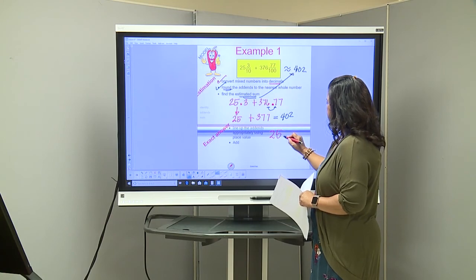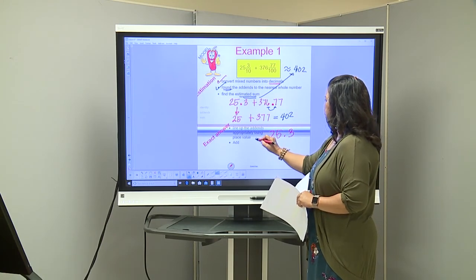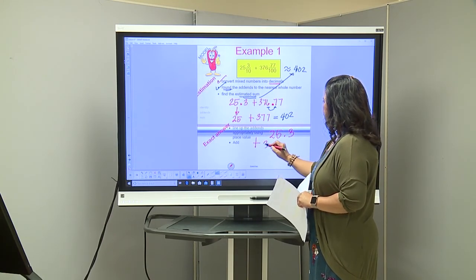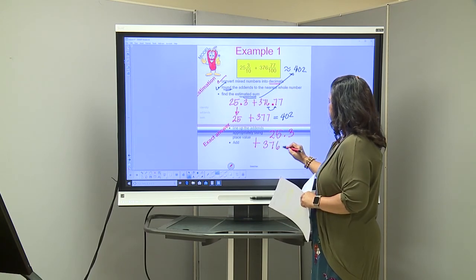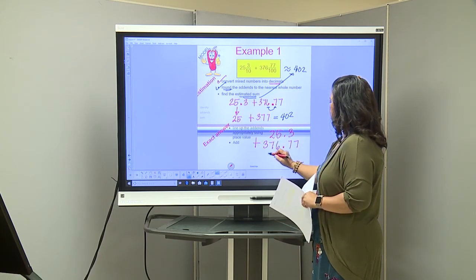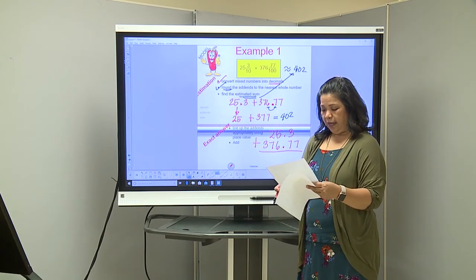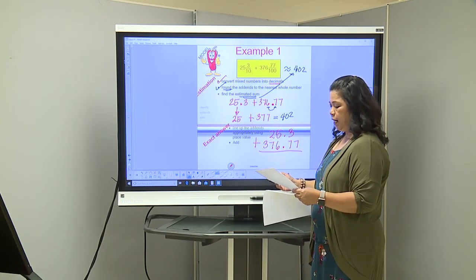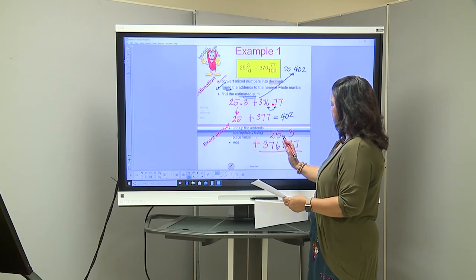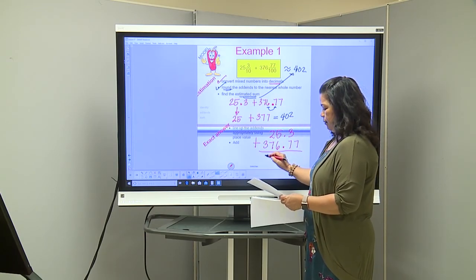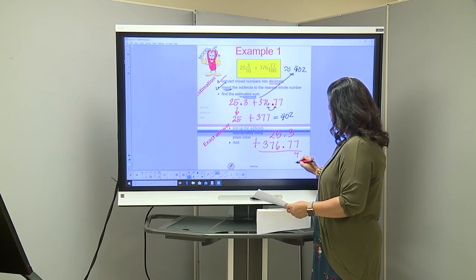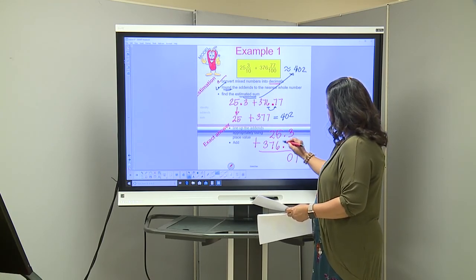25 and 3/10 plus 376 and 77 hundredths. And then just add. Okay, be very careful when you add with your decimals. Make sure that they are lined up. And my answer is 7 here, 10, carry 1.